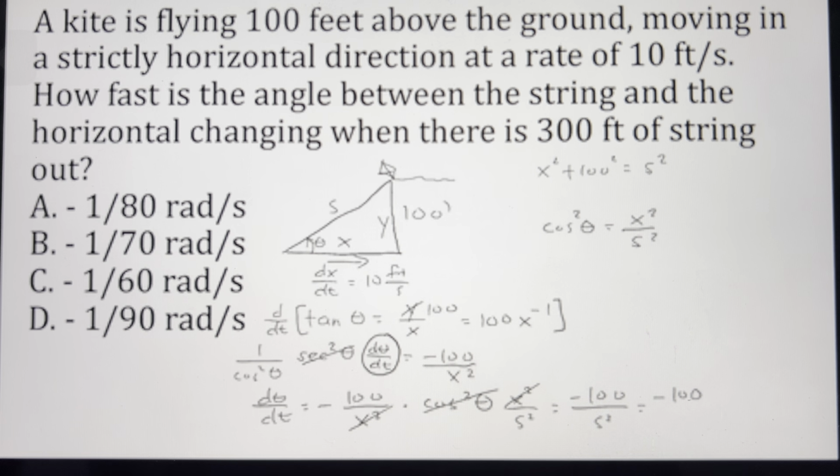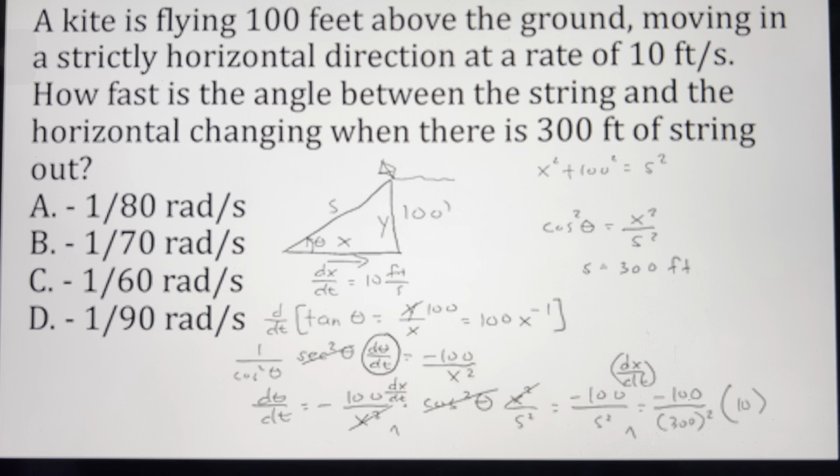And when the string is 300 feet, so we should change it into 300 squared. And then we have here our value of dx/dt. So we should multiply it with the dx/dt, which is 10. So what is our value here? So this is negative 1 over 90.